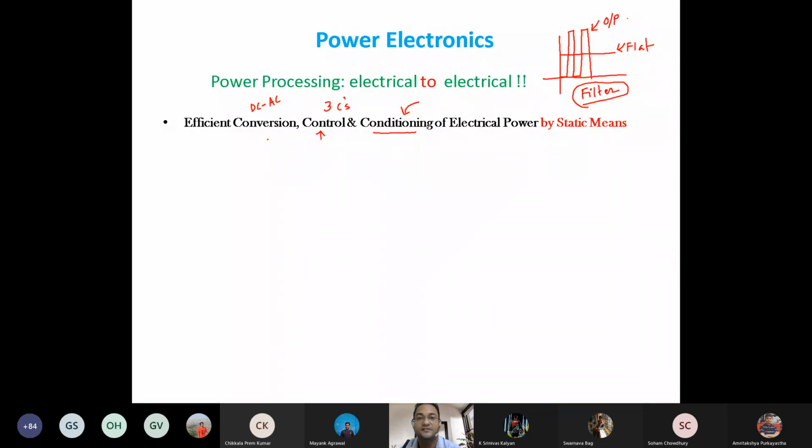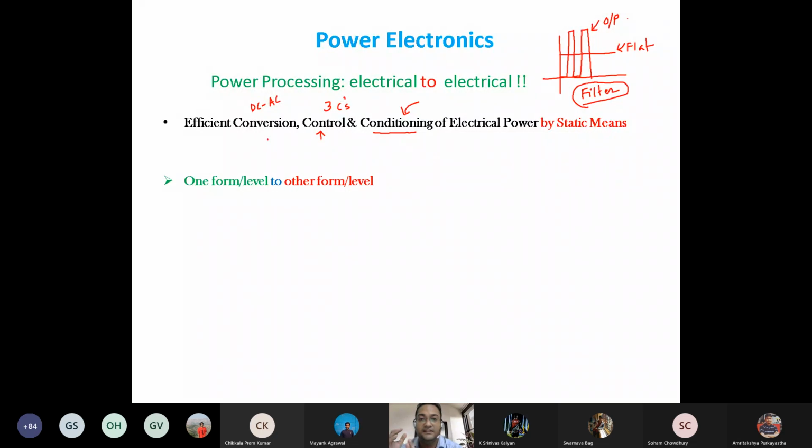So we want efficient conversion. We would like to control the output. Sometimes we would like to control the input also, for example, in a solar photovoltaic system, we want to control the input voltage or input current. Then conditioning of electrical power flow. And all this we want to achieve by using static components, right? If you take a reverse scenario, in an electric motor, we convert from electrical to mechanical, but using rotational means. But here, there is no rotating part involved. Everything is going to be static, fine?